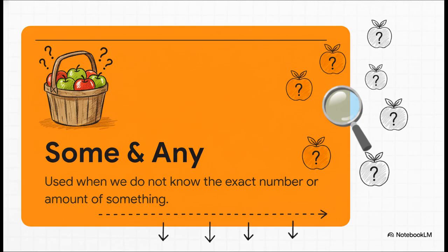So first things first, why do we even need these words? Well, it's pretty simple. We use them when we're talking about an amount of something, but we either don't know or just don't need to say the exact number. Like, are there 3 apples? 5 apples? Who knows? So we just say there are some apples. It's a really useful shortcut.